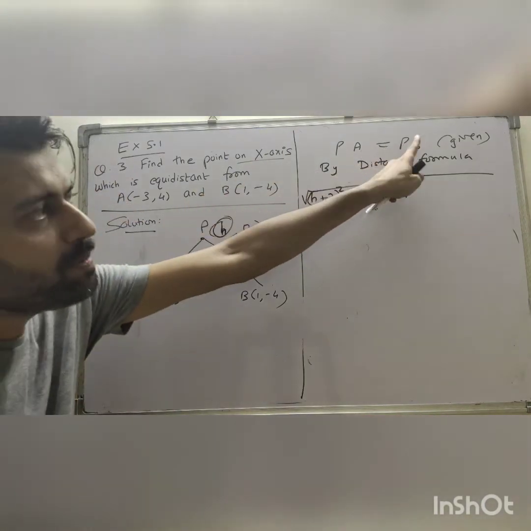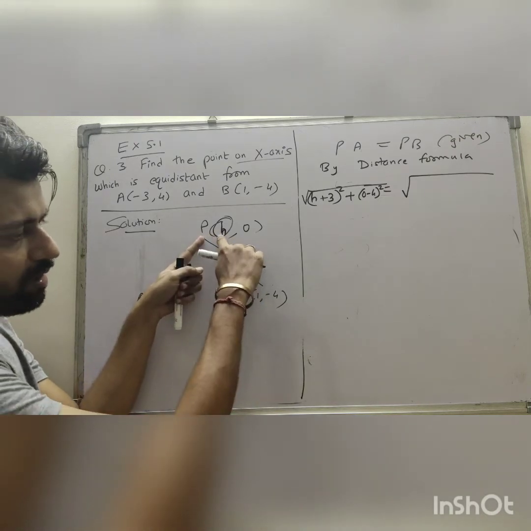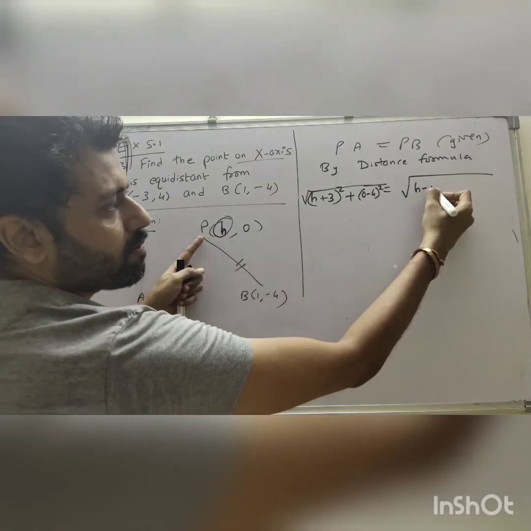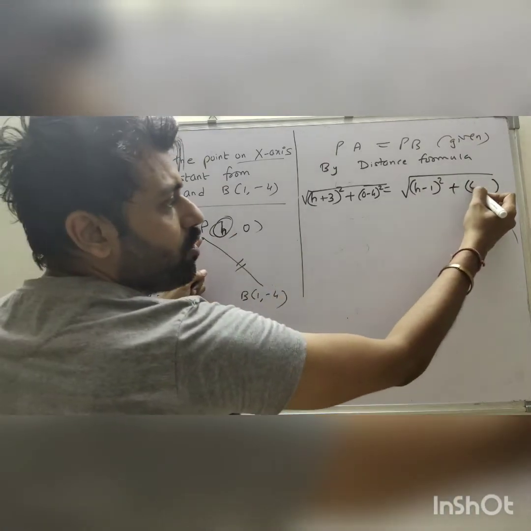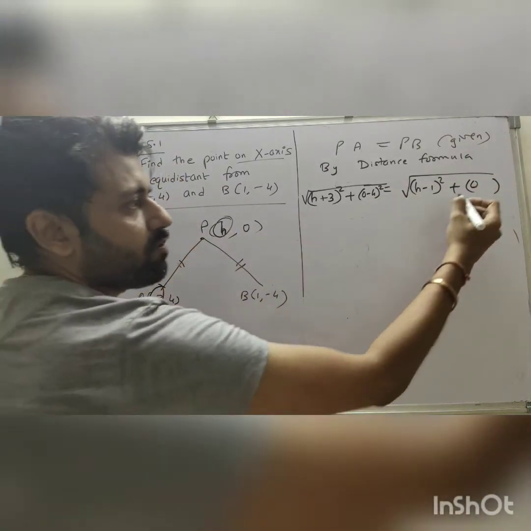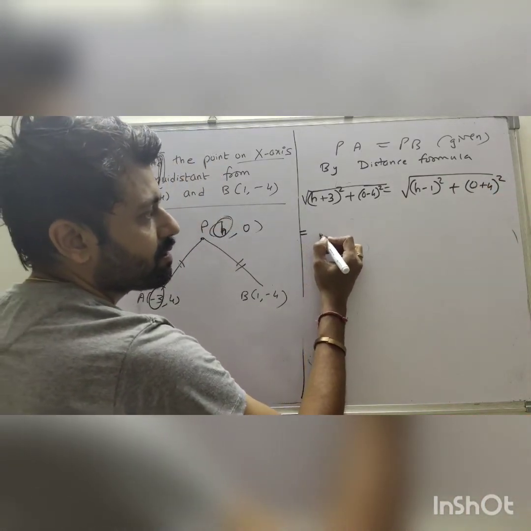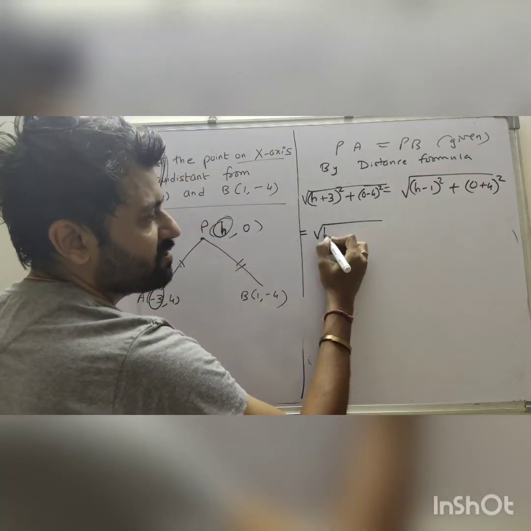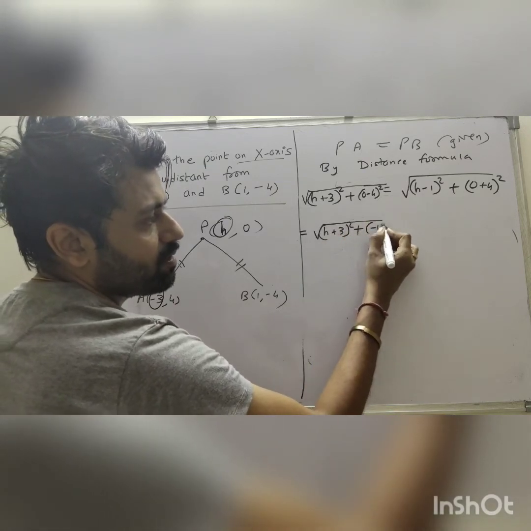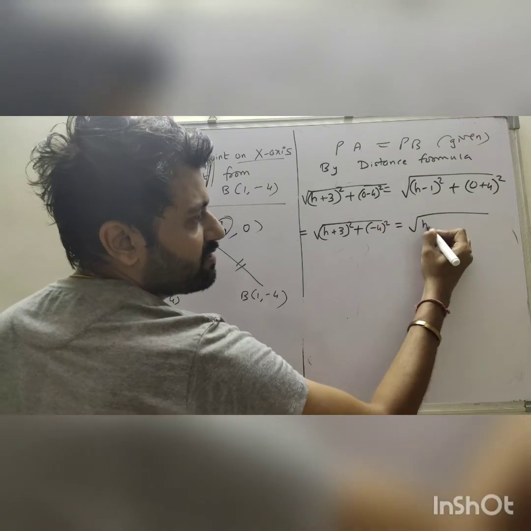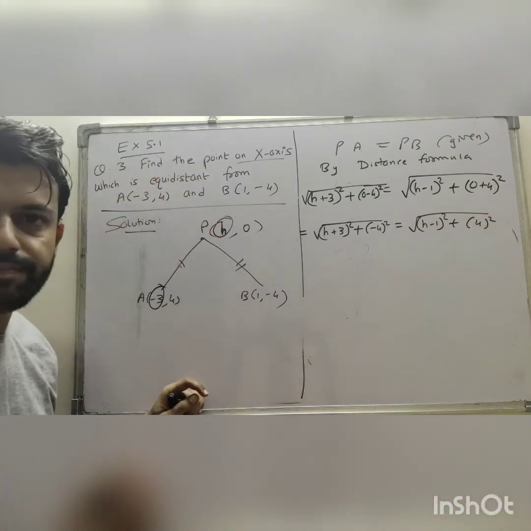Same way we will do for PB. ये रहा PB. ये h पहले लिखूंगा, h minus 1 the whole square plus 0 minus -4 वो हो जाएगा 0 plus 4 the whole square. ये अंदर होएगा h plus 3 the whole square plus -4 the whole square, h minus 1 the whole square और ये होएगा 4 square.